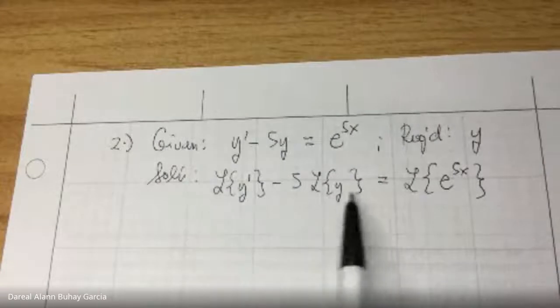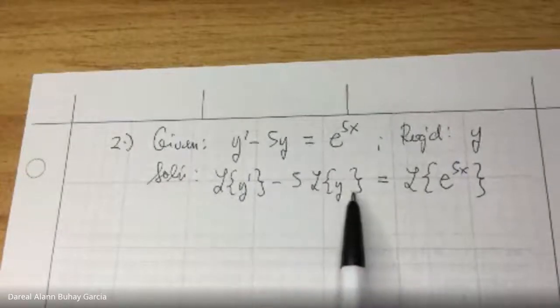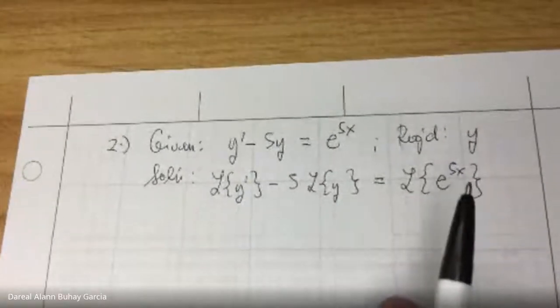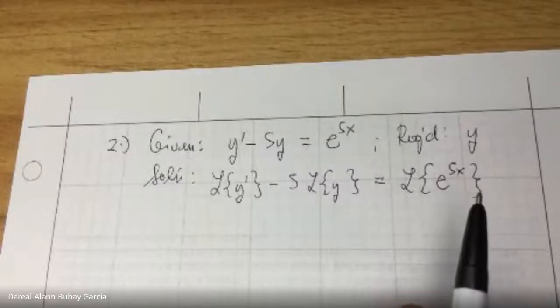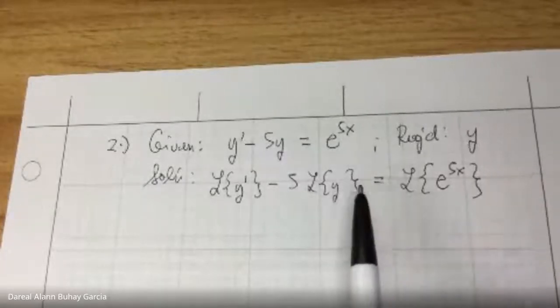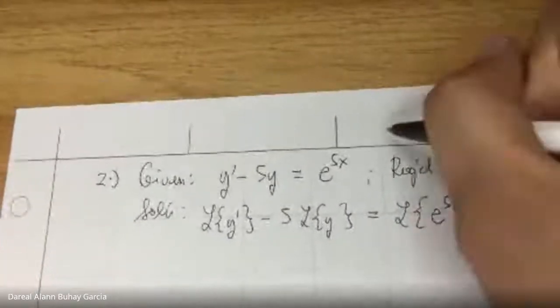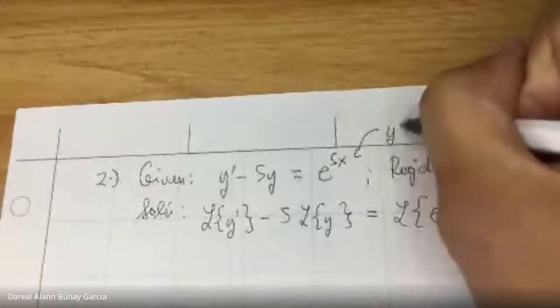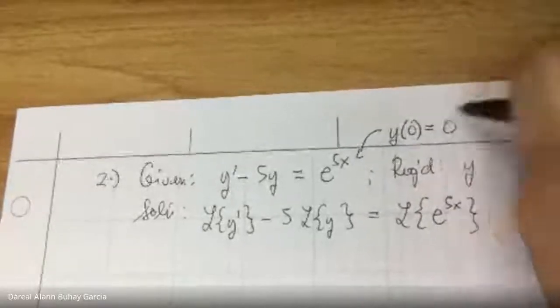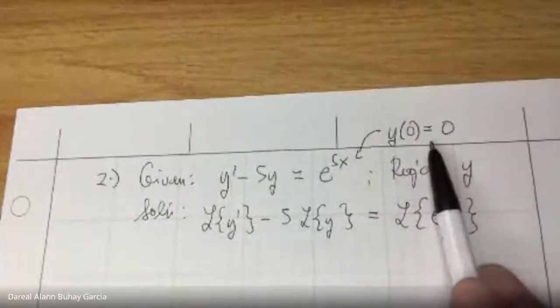We will copy what we got earlier. In the previous example, the initial value was missing. Y of 0 is 0. What is the initial value? Okay.